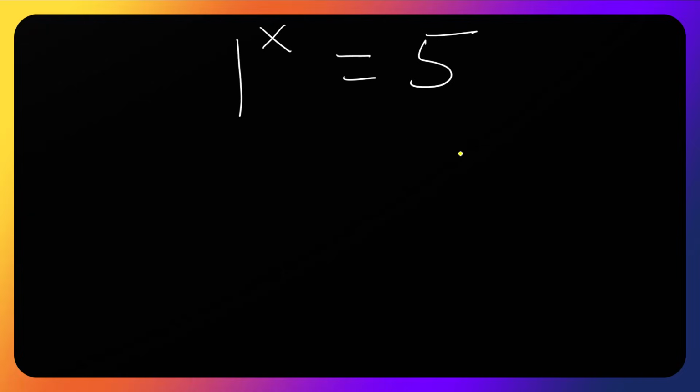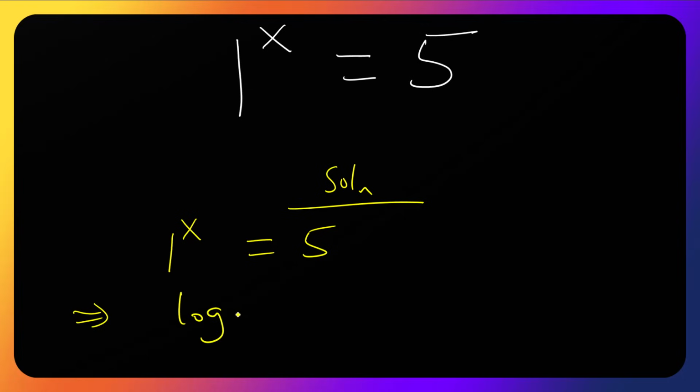How do we solve for x given 1 to the power x equals 5? Solution. Now we all know that when we have something to the power x equals to something and you are asked to solve for this, what will come to your mind is to take log on both sides. That would be log 1 to the power x equals log 5.